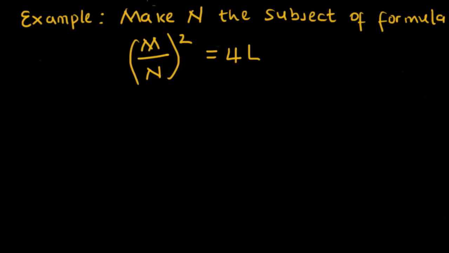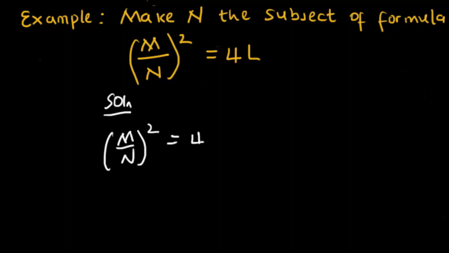We are told to make n the subject of the formula, and we have (m over n) all squared equals 4l. Now remember, don't forget, you are moving from the outermost peel. We want to make n the subject of the formula. Unfortunately, we have this bracket and there is a square, so we have to find a way to remove this square first. Now what do we do?